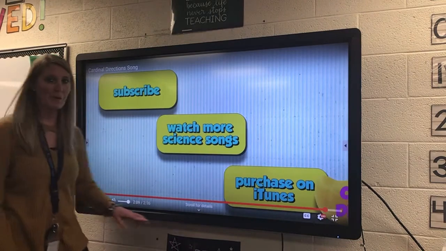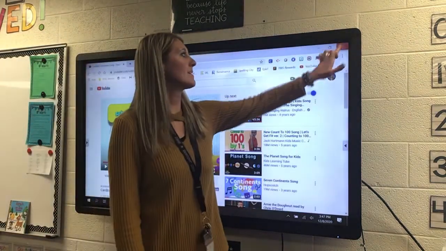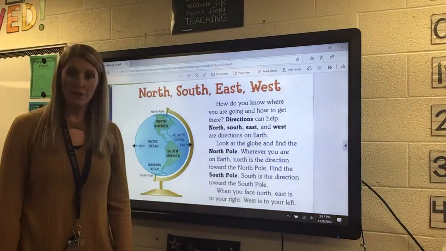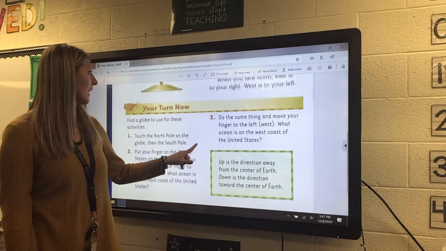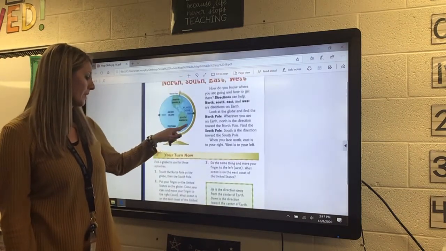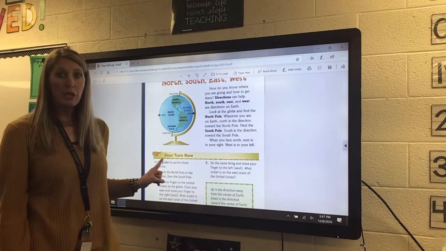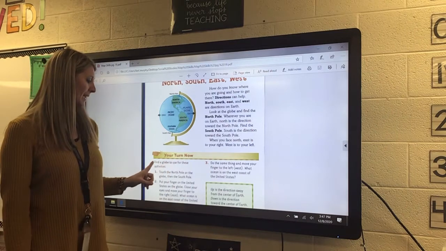Okay, hope you enjoyed that song on our directions, north, south, east, and west, which are called cardinal directions. Now, get out your pencil, and I'm going to have to make this smaller so I can do both at the same time. We are going to do the Your Turn now. Find a globe to use for these activities.